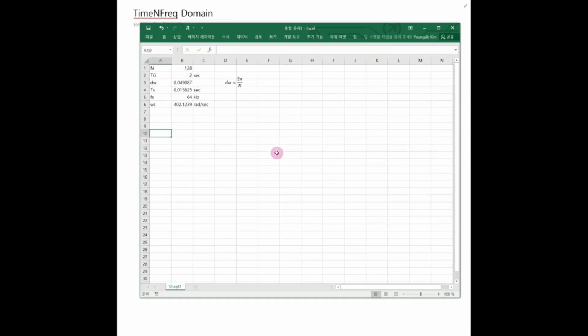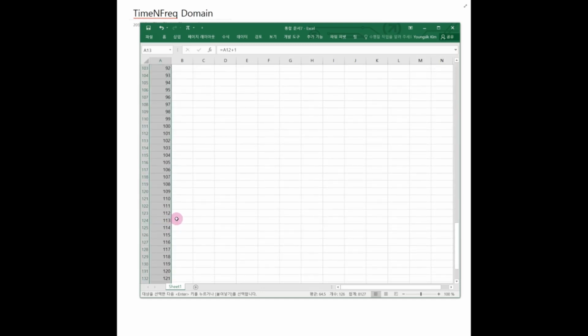I would like to make index n, so this is 0 and plus 1. So the number of samples is 128, so it is 128 points. The total number of points is 127, 0 to 127 is 128. Number of points is 128.